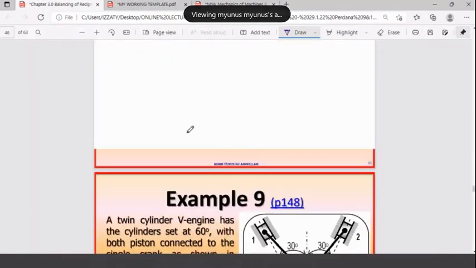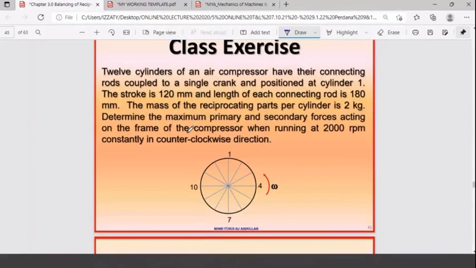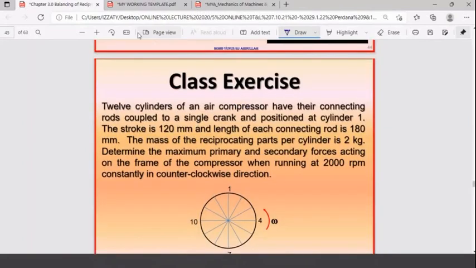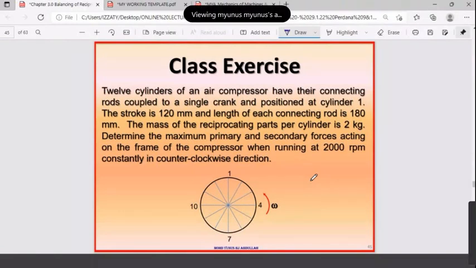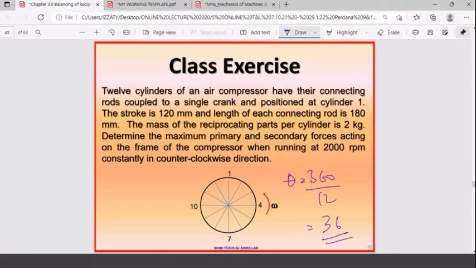So hopefully you understand the things that we discussed here. You can do this one on your own, the 12 cylinder. Imagine that if you do not count the segment, it is very difficult for you because you have theta equal to 360 divided by 12. You will have 36 degrees, isn't it? Yes or no, class?